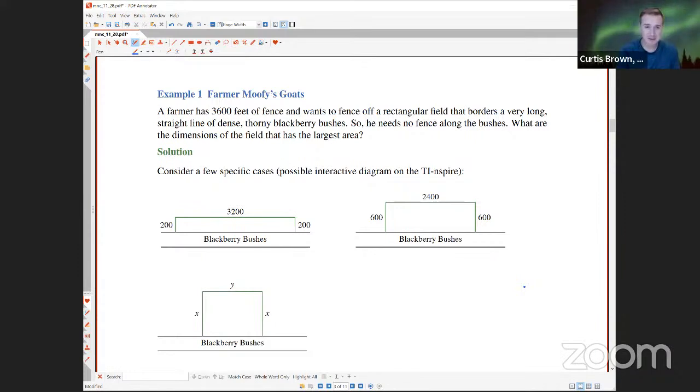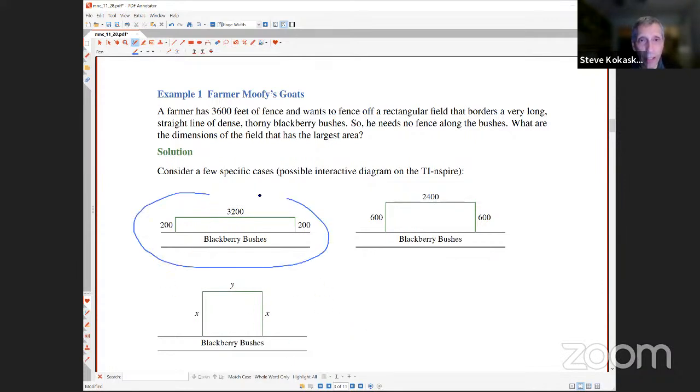Yeah, I suppose. So Farmer Moofy doesn't need any fence along those blackberry bushes. What are the dimensions of the field that has the largest area? Because, of course, he wants his goats to have as much area to roam in as possible. So I don't know how to attack this right off the bat. What I did is I drew a couple of pictures just to see if I could get a feel for what was going on.